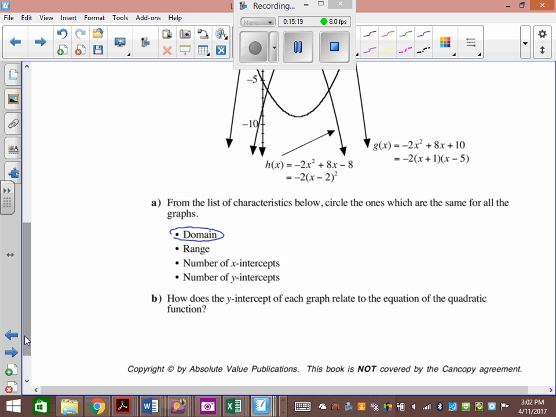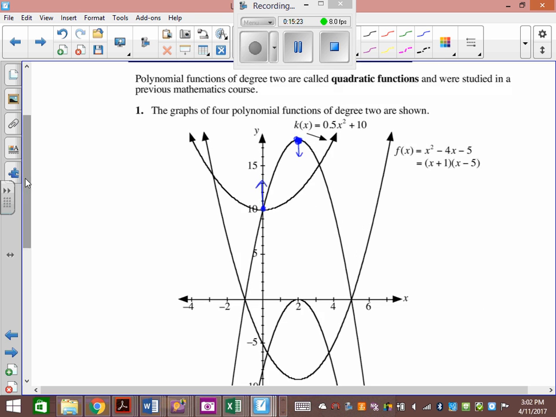Number of x-intercepts. Do these have the same number of x-intercepts? How many times does this one cross the x-axis? It doesn't. So no x-intercepts. What about this one? There's 2. What about this one? There's 1. So they have the same number of x-intercepts? No. Do they have the same number of y-intercepts? Yeah. This one crosses once. This one crosses once. This one crosses once. This one crosses once. So they have the same number of y-intercepts.